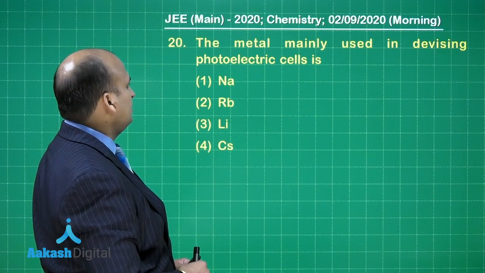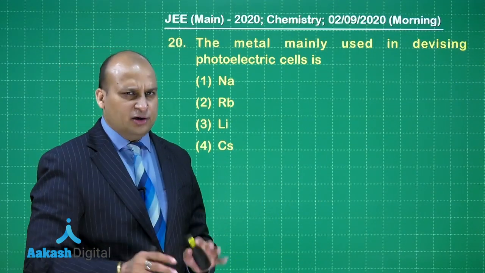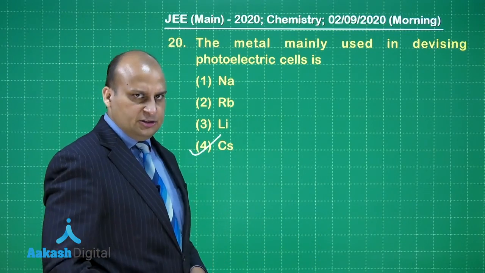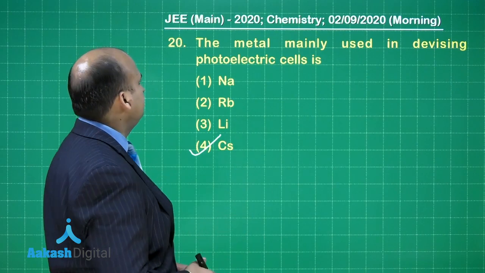The metal mainly used in devising photoelectric cells, I would call it an easy question. The answer is cesium, having the lowest ionization energy, right. Let us go to the next question.